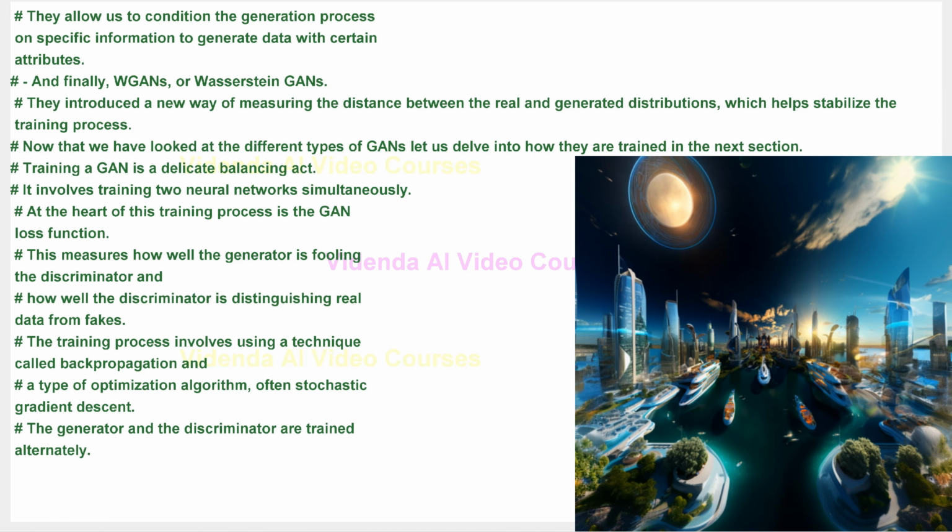However, training a GAN pair is not always smooth sailing. They can suffer from problems like mode collapse, where the generator starts to produce the same output for different inputs. But researchers have developed numerous strategies and modifications to address these challenges, enabling the creation of increasingly realistic generated data.